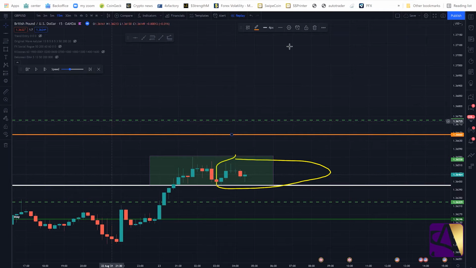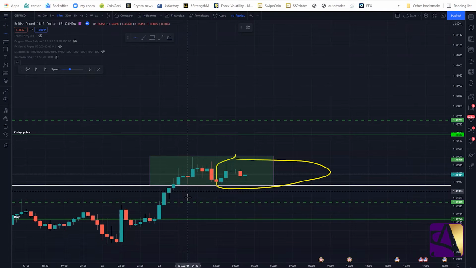Right there. And so I would have a buy stop here, and then I would have a sell stop down here. This is what, 36.41, so 36.31.